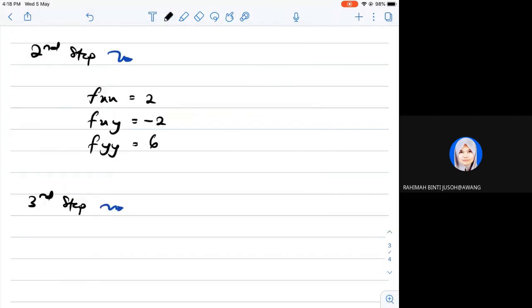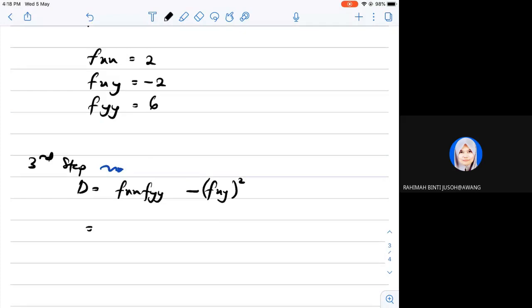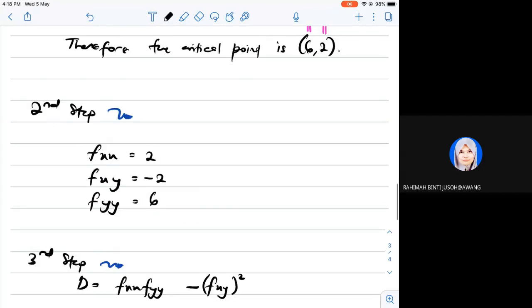So, bila calculate D equals to fxx darab fyy minus fxy kuasa 2. Tak ada x dengan y sebabnya nilai kita semua constant. So, fxx 2 darab fyy 6 tolak fxy negatif 2 kuasa 2 like this. So, 2 kali 6, 12 tolak 4 should be 8. Dia tak perlu gantikan critical point. Faham tak maksud saya tadi?